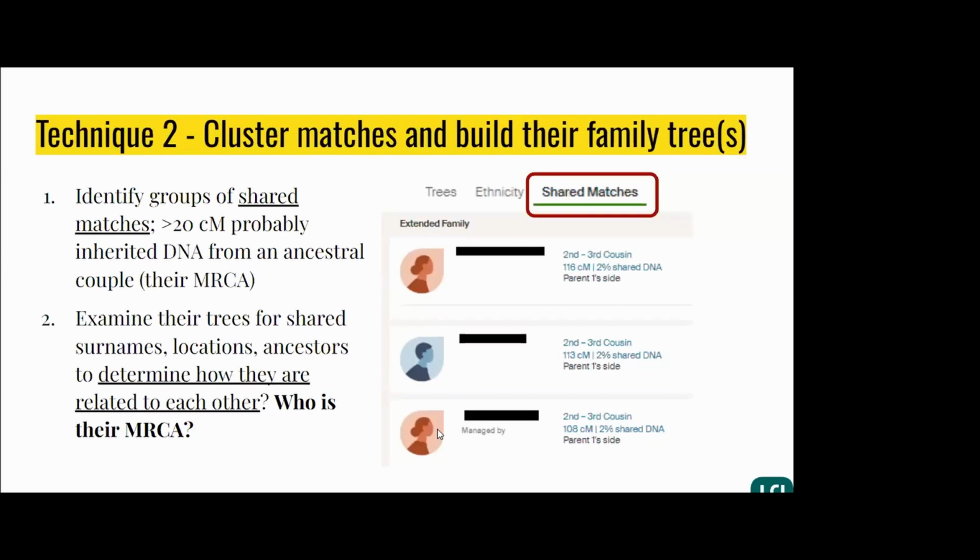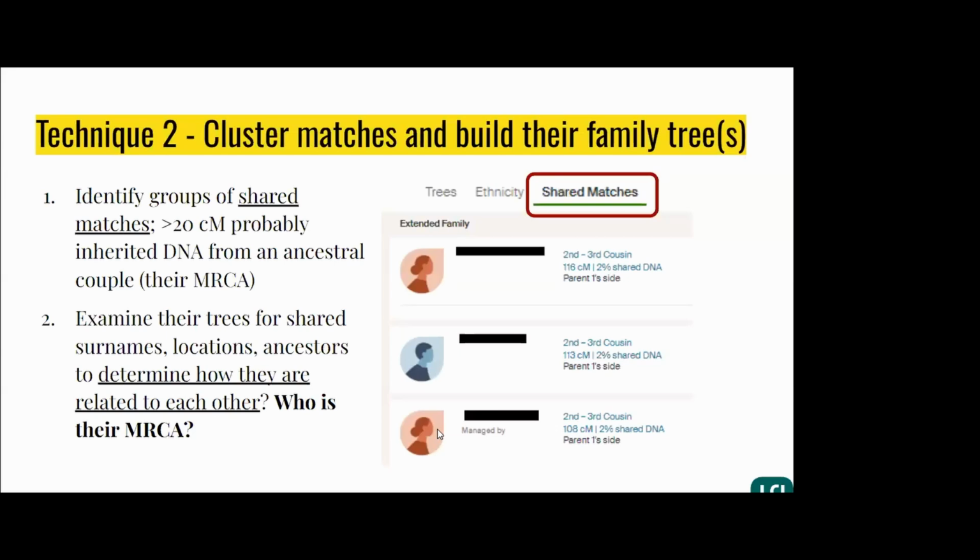So the second technique, once you've got your DNA file uploaded to multiple sites, is to bring some order to the chaos of your match list. And the technique here, and I touched on it in the foundations, is to identify clusters of matches. Those are basically sets of cousins within your match list who match each other and you. And if they have family trees, you can build their family trees to determine who their most recent ancestor is, because the person you're looking for will be in that tree somewhere.